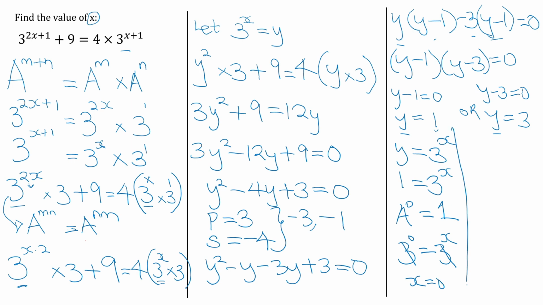What about the second value of x? You have 3 is equal to 3 to power x. This is automatically raised to power 1. 3 is common, so the value of x is equal to 1. Therefore, your answer, the values of x, are 0 and 1.